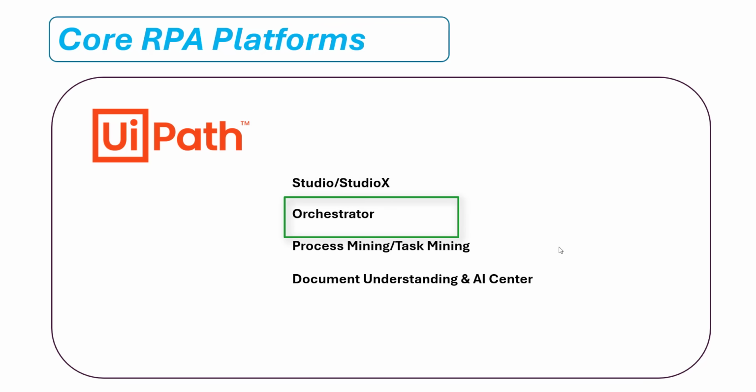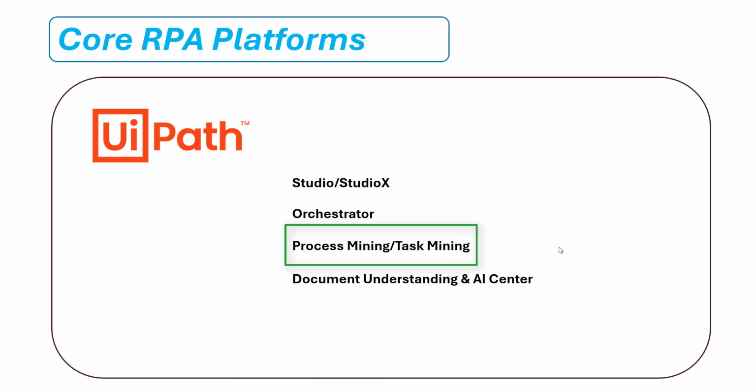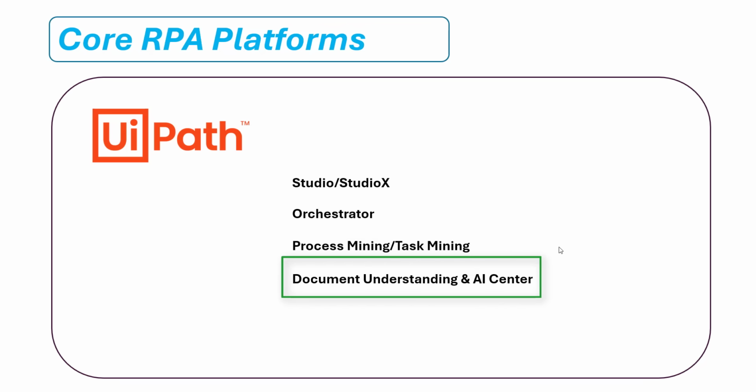Orchestrator is a centralized web-based control panel for deployment, scheduling, and monitoring. Process mining or task mining are the tools to identify and validate automation opportunities. Document Understanding and AI Center are used for native, integrated AI or ML for cognitive automation. UiPath has strong features for AI-powered automation and a large community.